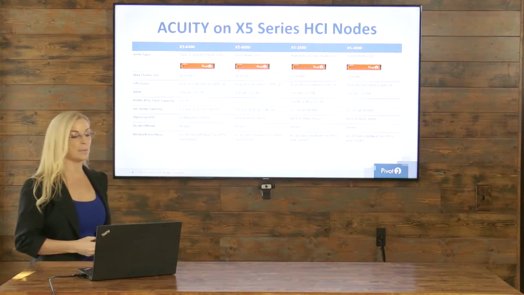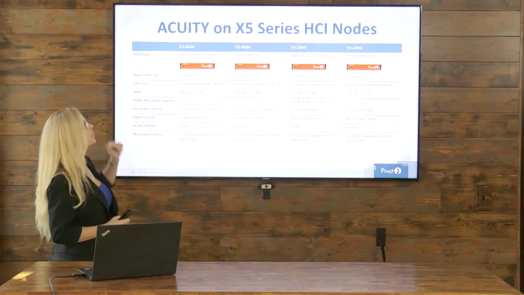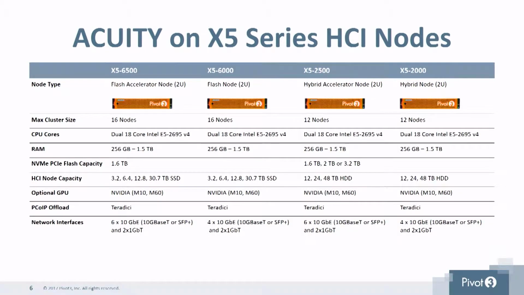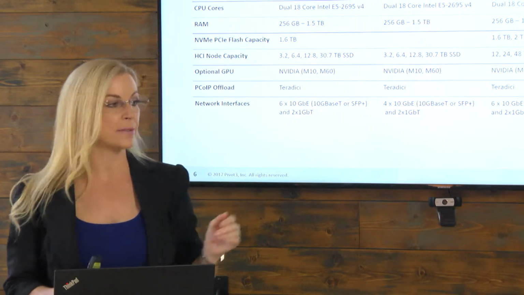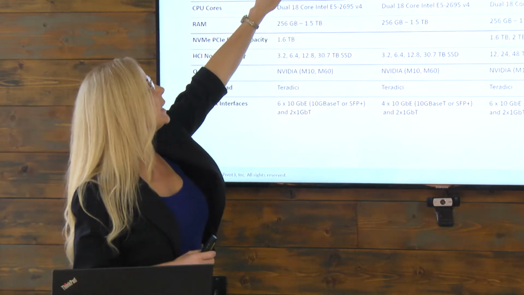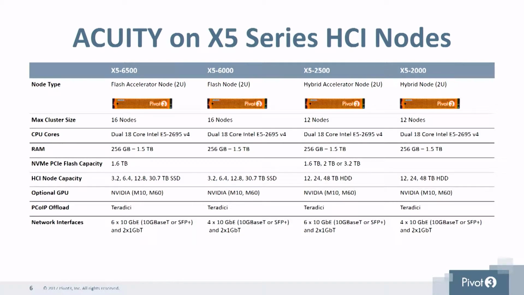So now let's get into the platforms. First, we're going to start with Acuity X5 series nodes. You'll notice that there are a 6000 series and a 2000 series. And within the 6000 series, that is our all-flash nodes. So these have NVMe as well as spinning SSD drives in them. And the difference between a 6500 and a 6000 are nodes that have NVMe and nodes that do not.